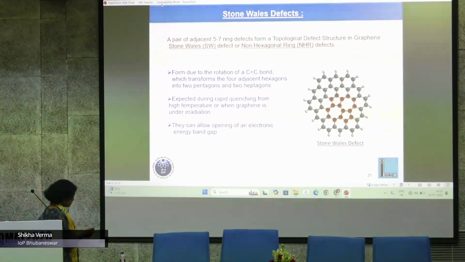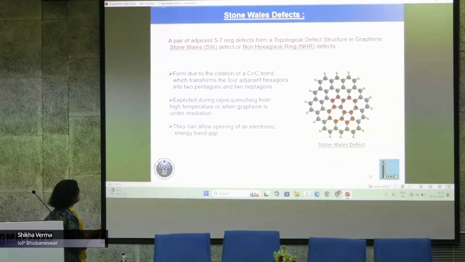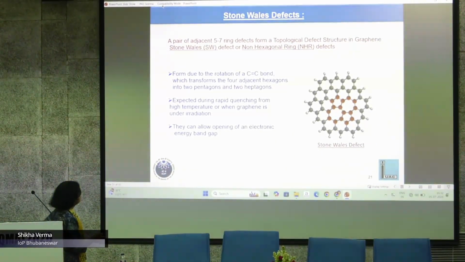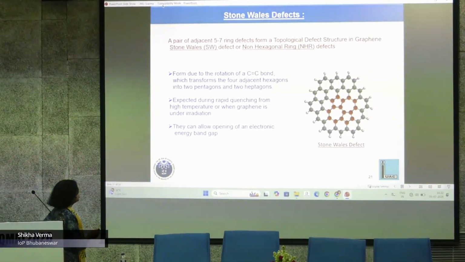Then there is also this Stone-Wales defect. These are just basically the 5-7 ring defects, a topological defect structure in graphene, and they form due to the rotation of a C-C bond. Here, instead of four hexagons, there are 5-7 rings, and these are expected during rapid quenching from high temperature or when graphene is under irradiation, and they can allow opening of the electronic energy band.